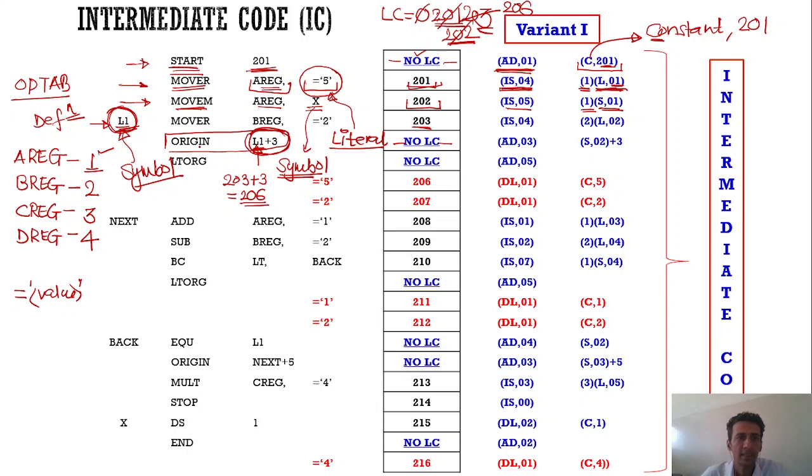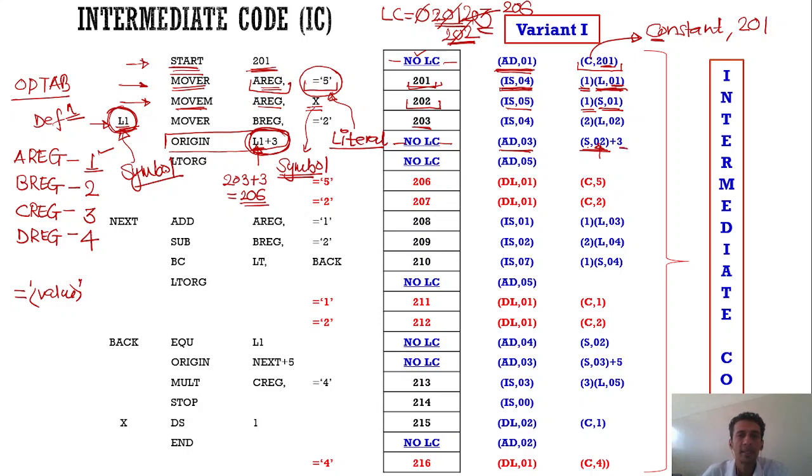That is regarding this origin statement. So origin will be rewritten as AD comma 03. L1 will be written as S comma 02, that is, it is a symbol and its ordinal position in the symbol table is 2, plus 3 as it is.